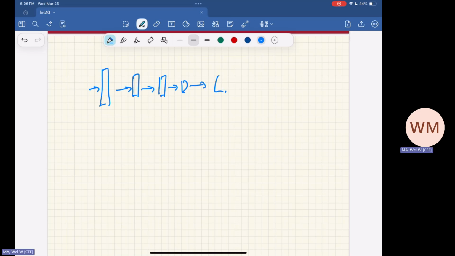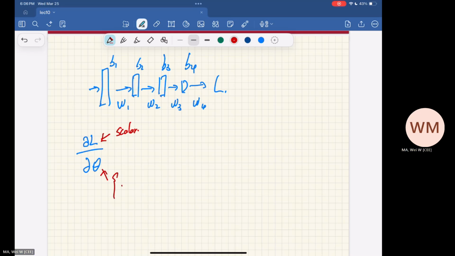So eventually we calculate L. L is a scalar. Here we have W1, W2, W3, W4, and we have B1, B2, B3, B4. When we talk about partial L, partial theta, what are we talking about? L is a scalar. Theta is actually very complicated. It includes W1, W2, W3, W4, B1, B2, B3, B4.